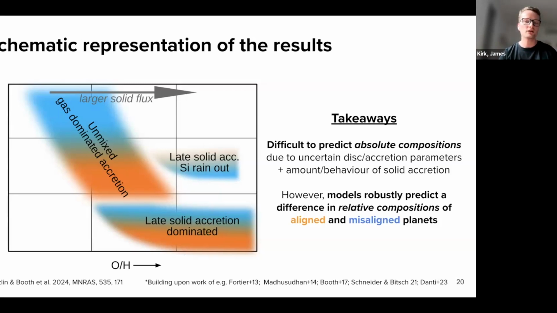But the two main takeaways from this work are, firstly, that it's very difficult to predict absolute compositions due to the uncertainties in the disk and accretion parameters and the amount and behavior of solid accretion, meaning that these sort of population level trend analyses are really what is needed to understand the link between composition and formation. And that is underlined by the fact that the models do robustly predict a difference in the relative compositions between aligned and misaligned planets.